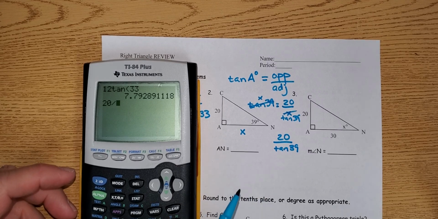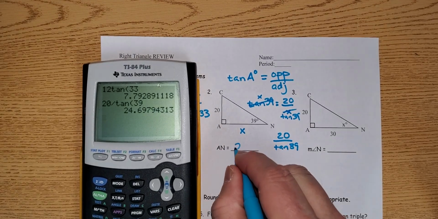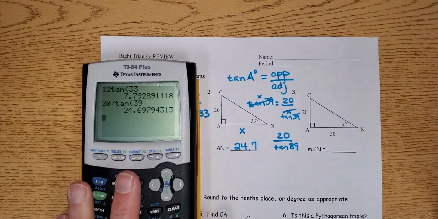All right, 20 divided by tan 39, hit enter, and it's 24.7. Okay, so the length of AN is 24.7, rounded to the nearest tenth.